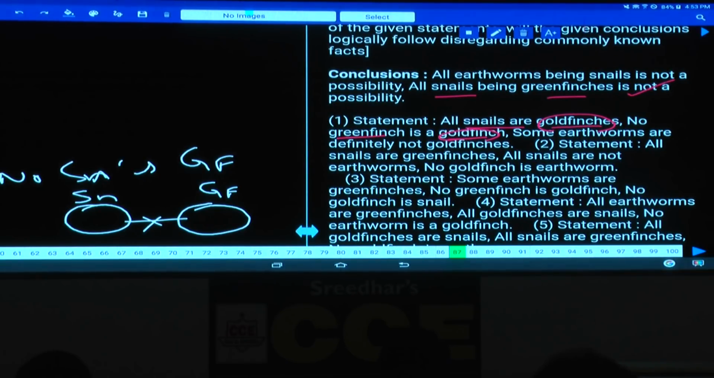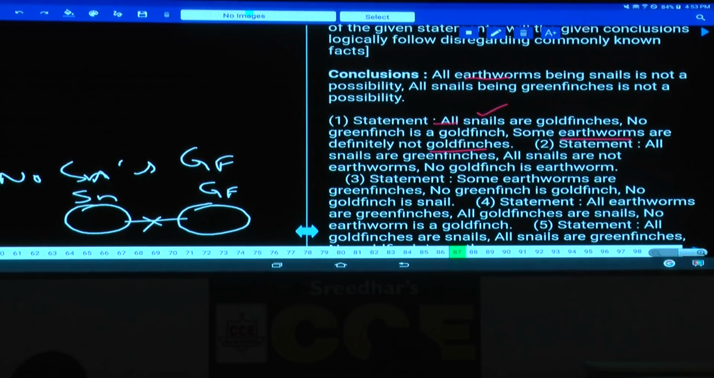Then what is the second one here? Then the first conclusion: all earthworms are snails is not at all possible. Now the relation between earthworm and snail. As the relation between earthworm and snail, now earthworm is here, goldfinch. Earthworm should be there and goldfinch should go and snail should come. Now the relation between snail and goldfinch. Now this is the statement. Now if you combine these two.